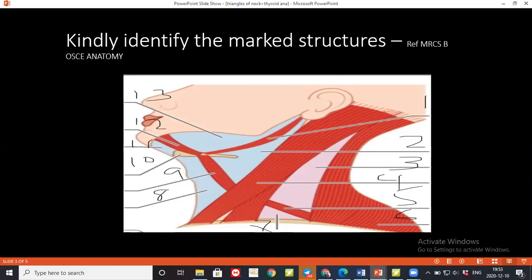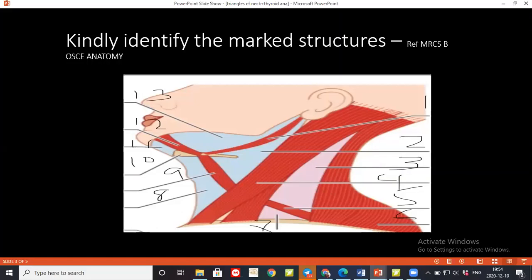You mentioned certain triangles. How many triangles are there in the neck? Can you please tell me the boundaries of the anterior triangle? The anterior triangle is bounded anteriorly by the midline of the neck, posteriorly by the anterior border of sternocleidomastoid, and superiorly by the lower border of the mandible and the line from the angle of the mandible to the mastoid. Very good. The anterior triangle is further divided into how many triangles? Into the submental, the carotid, the muscular and the submandibular.